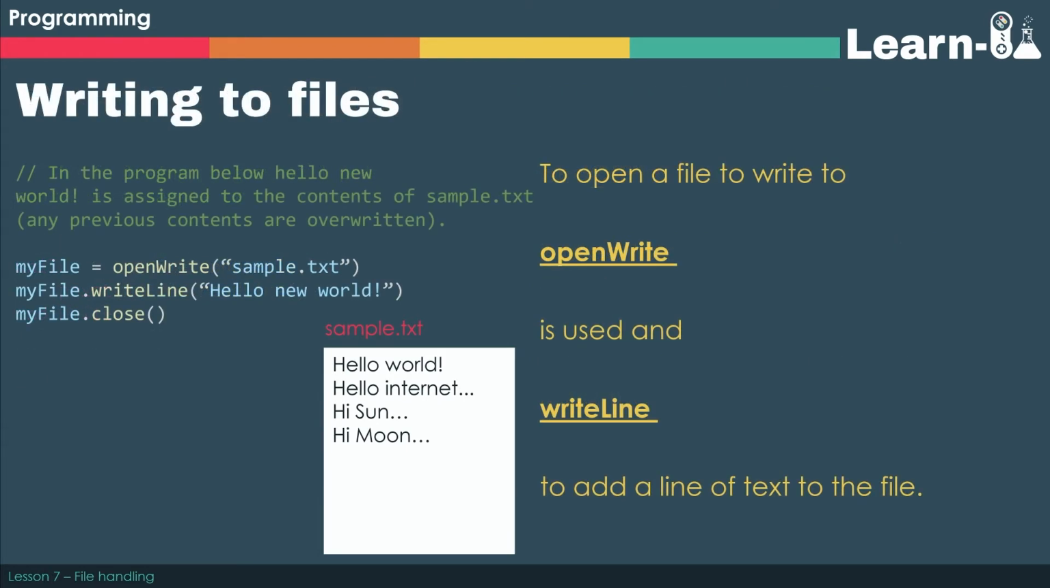Writing to files is very similar. In the program below, we've got to bear in mind though that any contents that are already there will be overwritten. So if we've got hello world, internet, sun and moon from the previous example, when we create our connection to sample.txt, you've got to imagine that we're actually writing over the entire content, so in effect we've got a blank file. We can then use a .writeLine method to write whatever new content we would like, so that will add hello new world as our first line, and at that stage we can then close our connection once more and we can assume that that is going to be saved.